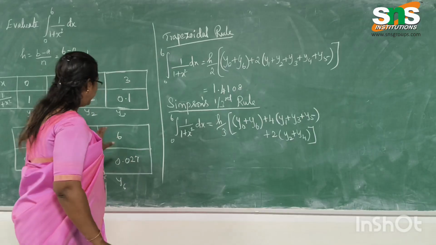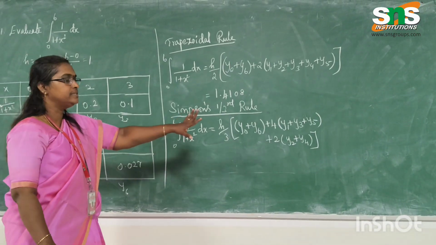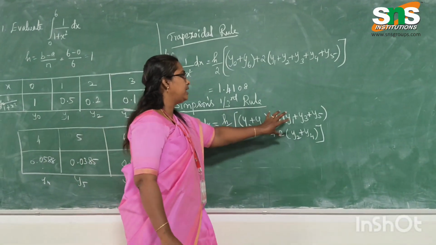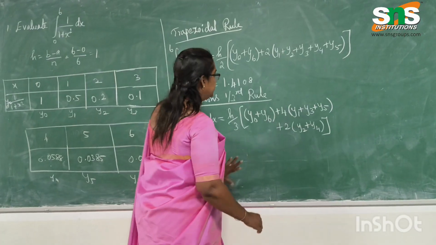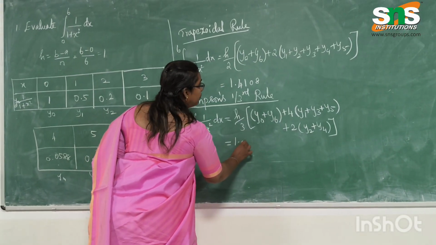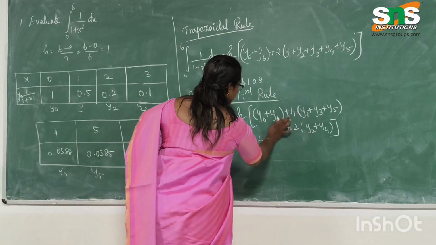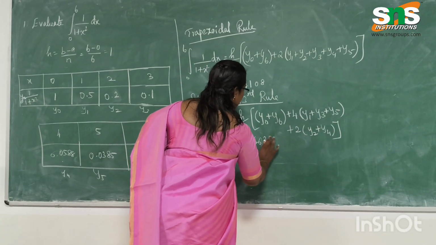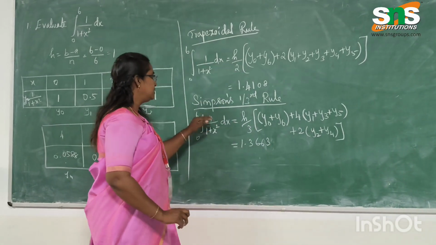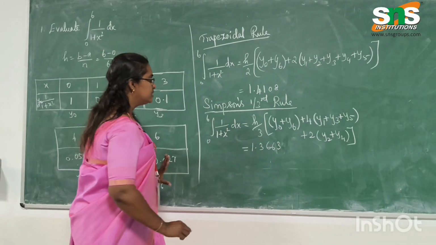Same thing, we replace all those values, y0, y6, and all the values here, and we get the answer as 1.3663. This is the value we get from Simpson's rule.